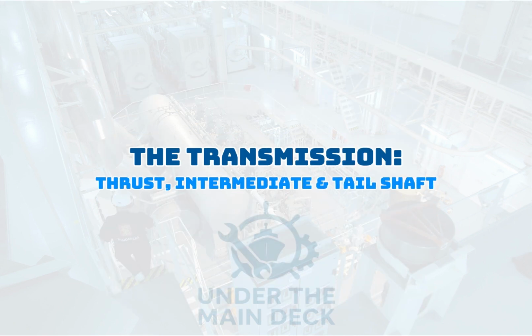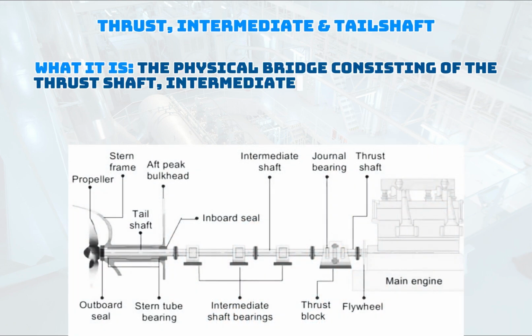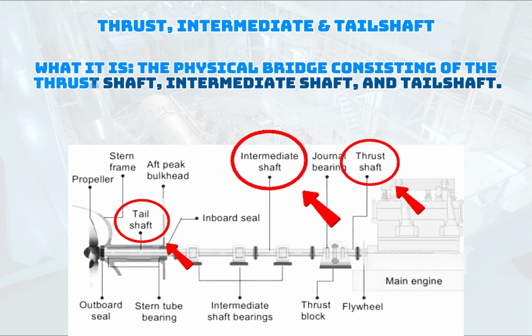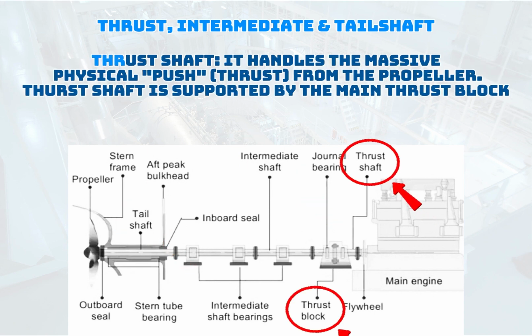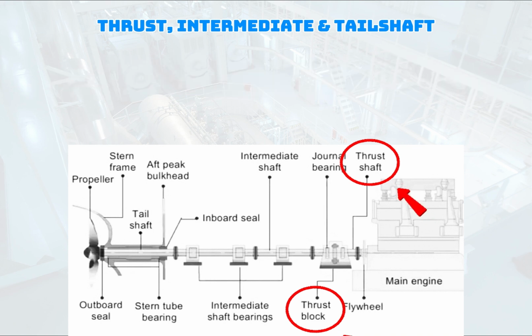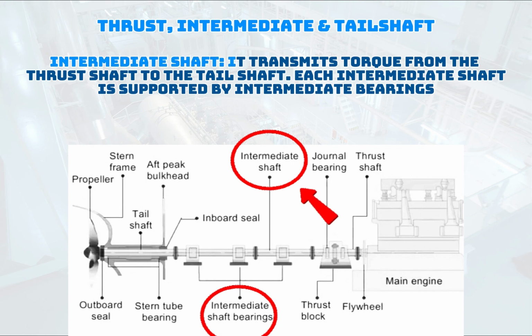The transmission, thrust, intermediate and tail shaft. What it is: the physical bridge consisting of the thrust shaft, intermediate shaft, and tail shaft. Thrust shaft: it handles the massive physical push thrust from the propeller. Thrust shaft is supported by the main thrust block. Intermediate shaft: it transmits torque from the thrust shaft to the tail shaft. Each intermediate shaft is supported by intermediate bearings.